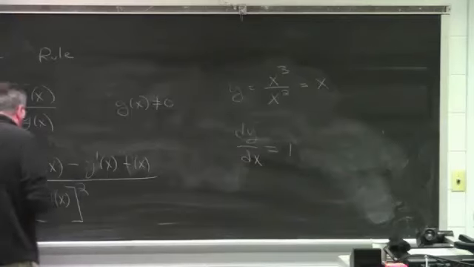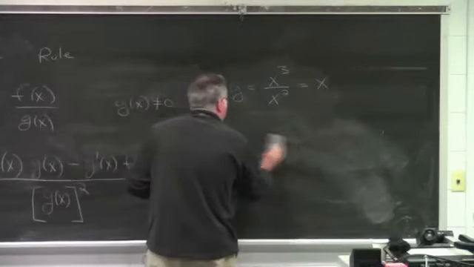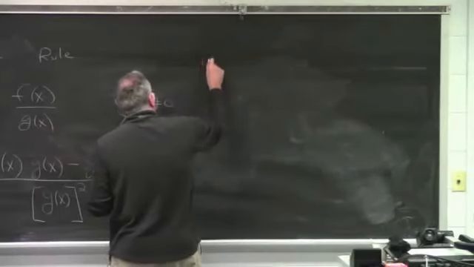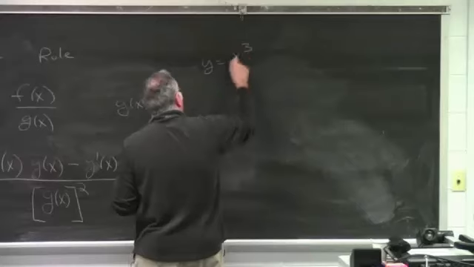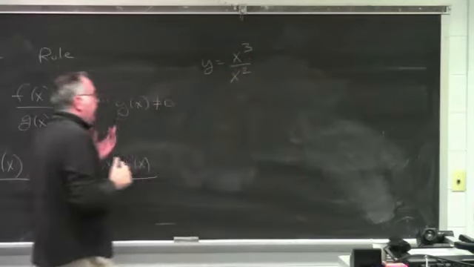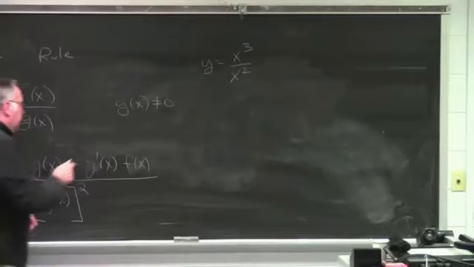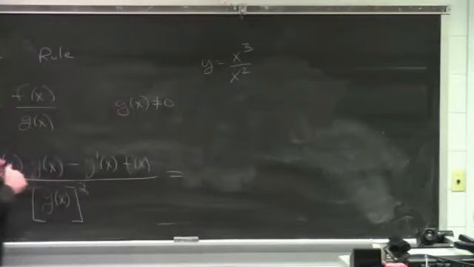And what would the quotient rule give you? Well, the quotient rule says, note again, we have x cubed over x squared. So think of f of x as being x cubed. Think of g of x as being x squared. So it's f of x over g of x. Just apply the quotient rule. Then what is f prime of x? Not 2x squared, but what is the derivative of the numerator with respect to x?